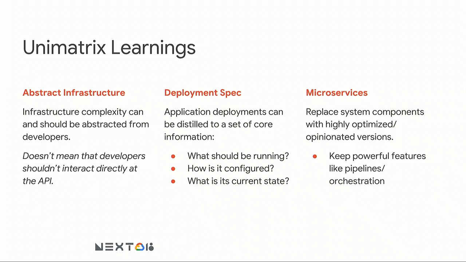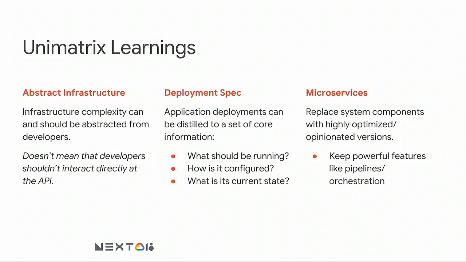So what have we learned from running Unimatrix? We've been running this for a while now in our store deployments, and we've learned that abstracting the infrastructure is good, right? It allows us to reduce that complexity and make better decisions about what should be done. That doesn't mean our developers shouldn't interact directly with that API. Many of our stores developers still use kubectl to talk to Unimatrix in order to perform operations in the store's environments.